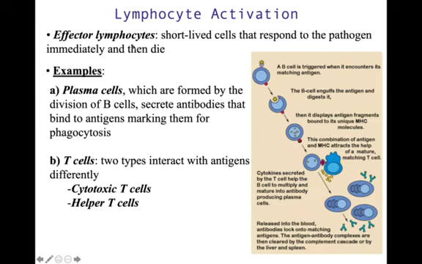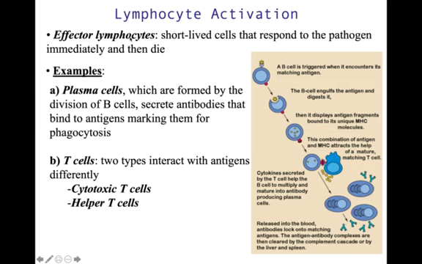Well, effector lymphocytes are short-lived cells that respond to the pathogen immediately and they die. They're the ones that take care of the immediate threat, basically. Oh, wow, this thing's in our body. We got to get rid of it right now. We call those the effector lymphocytes.